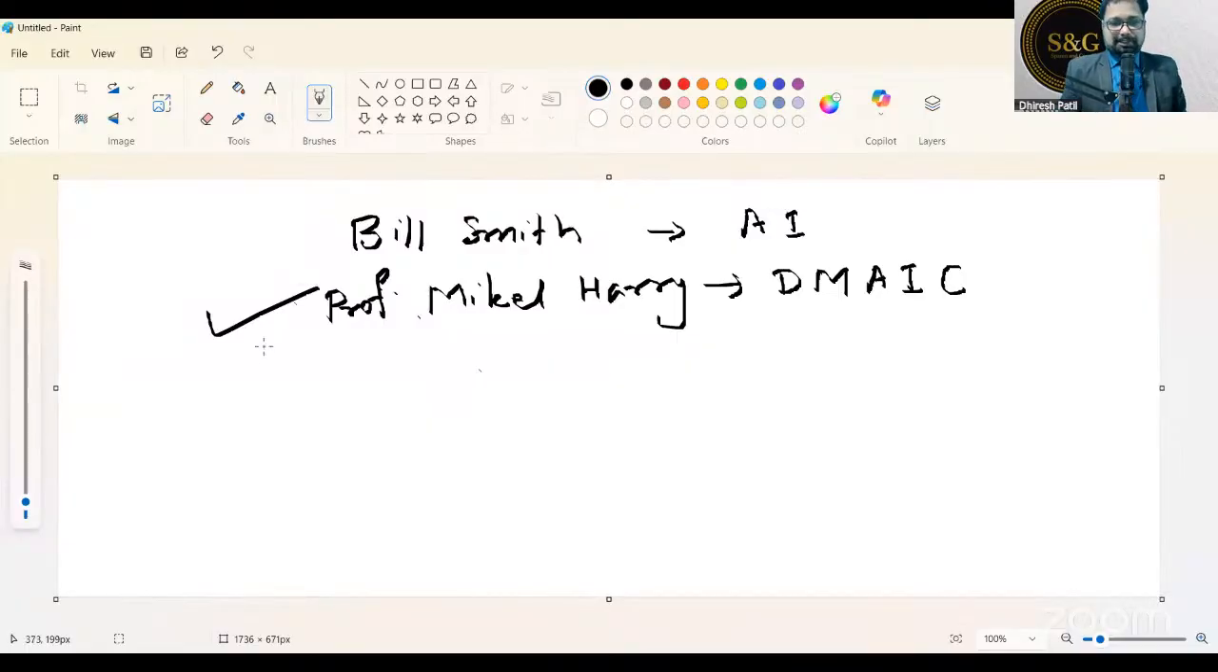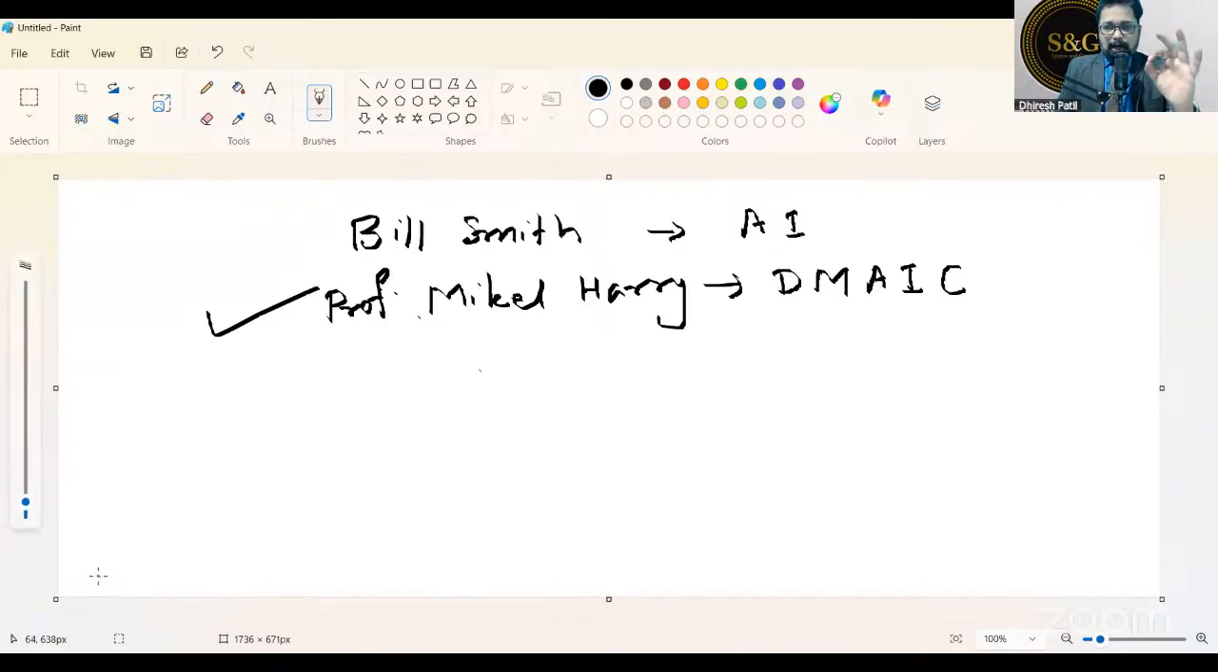Are you clear with this? Just type yes in the chat box. This is good, new information for you. We should know the history of Lean and Six Sigma. I will give you Lean's history someday as well, but today let's focus on this.